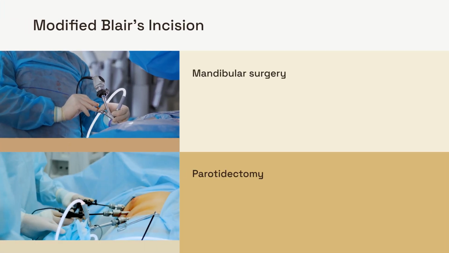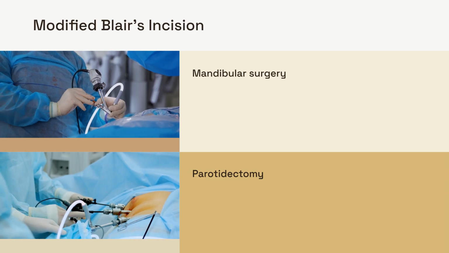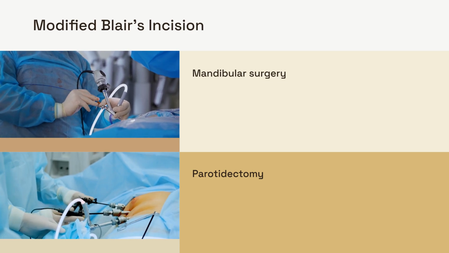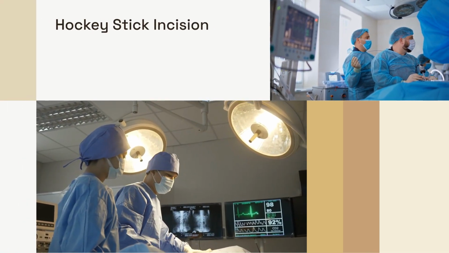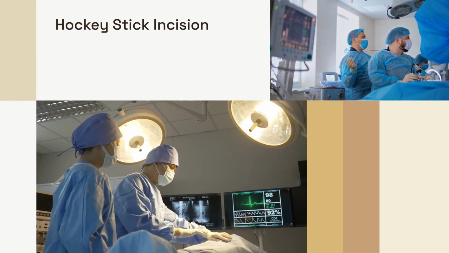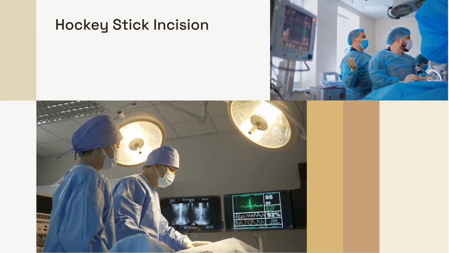cancer surgery. The modified Blair's incision begins near the ear and follows the jawline before extending horizontally. It is the primary approach for parotidectomy and other mandibular surgeries. The hockey stick or apron incision is a combination cut used for extensive bilateral neck dissections, often required in advanced head and neck cancer cases.